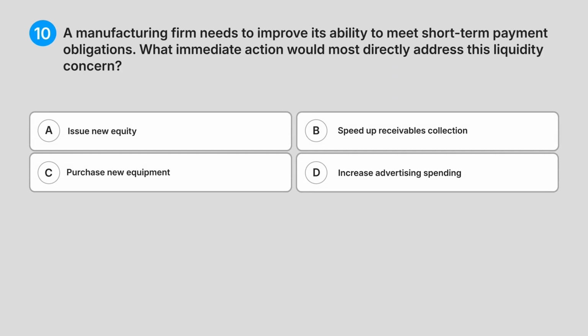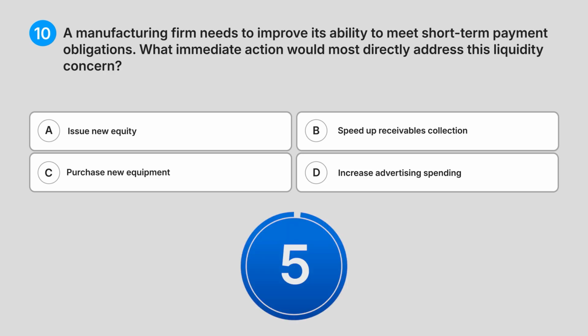10. A manufacturing firm needs to improve its ability to meet short-term payment obligations. What immediate action would most directly address this liquidity concern? A. Issue new equity. B. Speed up receivables collection. C. Purchase new equipment. D. Increase advertising spending. Do you know the answer?